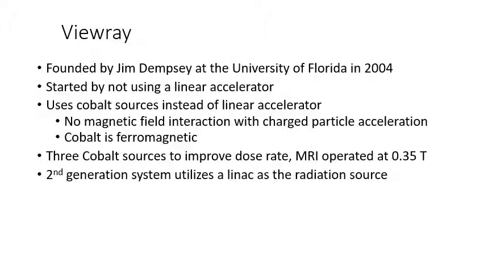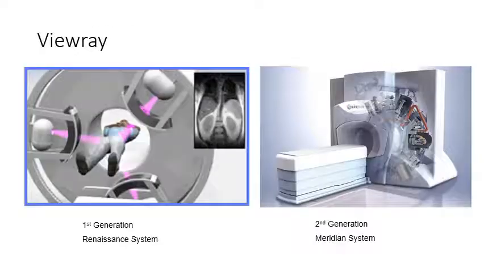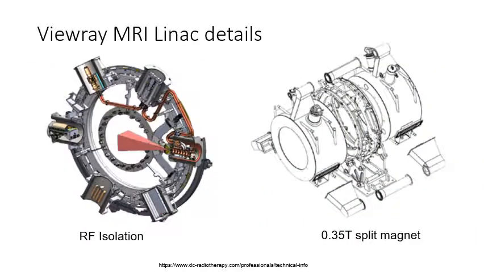The second generation ViewRay systems utilize a linear accelerator as the radiation source and have a clever means of RF isolation. This slide shows the layout of the first generation Renaissance ViewRay system and the second generation Meridian system. This slide shows the details of the RF isolation system and how the MRI magnet is split into 2 portions to allow the linear accelerators to point at the patient through the opening of the split magnet system.